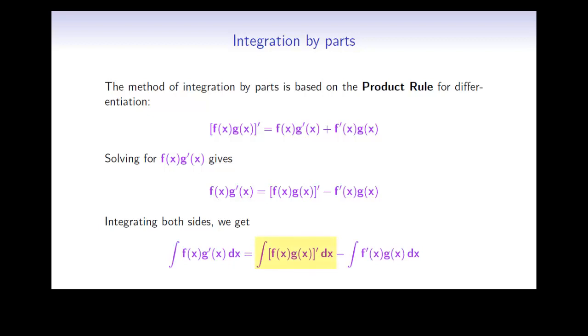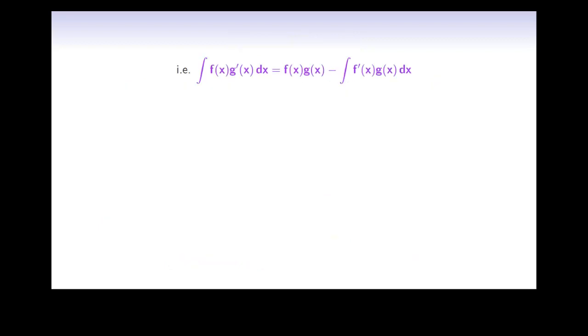Notice that the integral of the derivative of f of x times g of x is just f of x times g of x. This means that if you have the integral of f of x times g prime of x, then this is equal to f of x times g of x subtract the integral of f prime of x times g of x. And this is called the integration by parts formula.